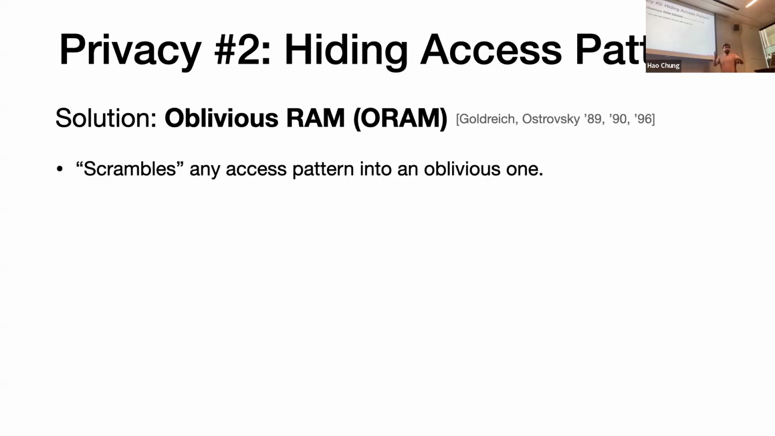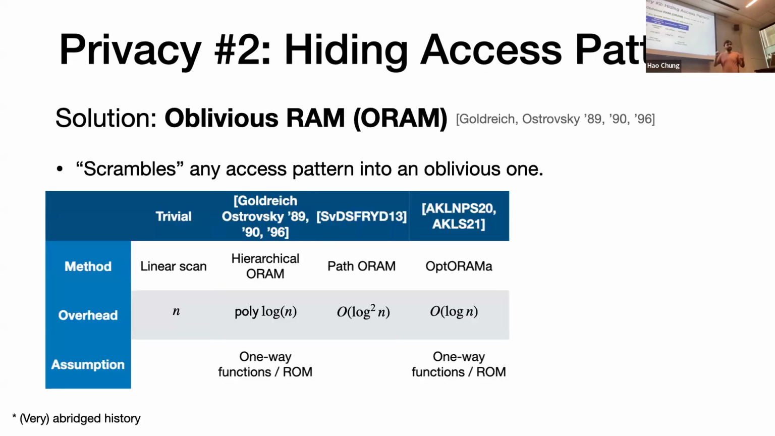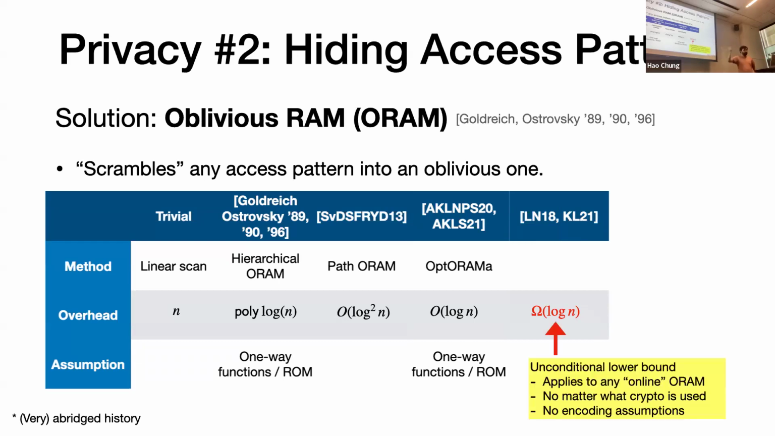Intuitively, it scrambles any access pattern into one that's oblivious of the underlying user access pattern. There is a lot to say about ORAM that I certainly will not in this talk, but there is a very, very rich history of different ORAM constructions here. And you can see that they're improving their overhead, which is an efficiency metric I'll talk about in a little bit, over time. And then there's this last construction, Optorama, which is tight in the sense that there's an unconditional lower bound that applies to any online version of ORAM, totally independent of any cryptographic assumptions, and it doesn't make any encoding assumptions about how your protocol works.